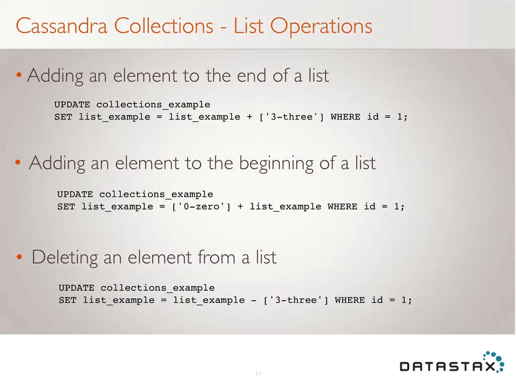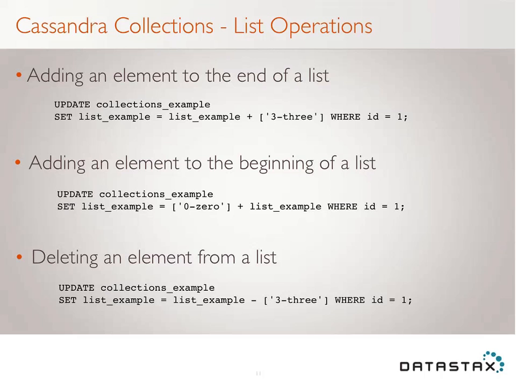So now what I've done is I've added it to the end of the list. Not because it's sorted by the 3, but because I said list example plus the 3. So that's append. Then I'm going to add an element to the beginning of the list by putting that 0 plus list example.